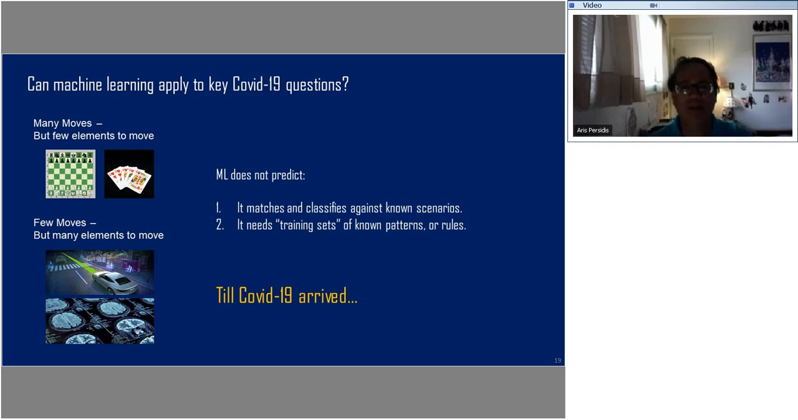Can machine learning even apply to key COVID questions? Let me be absolute in the question. Can it apply? Can it even apply? So let's think about machine learning. Machine learning has beaten the chess champions, beaten the card players, is emerging as pretty powerful in car navigation. Obviously, we saw a beautiful talk before about reading MRIs and scans, right? Let's think about this slightly differently. If you have many moves but few elements to move, like when you're playing chess, lots of moves but few pieces, when you're playing cards, machine learning is fantastic.